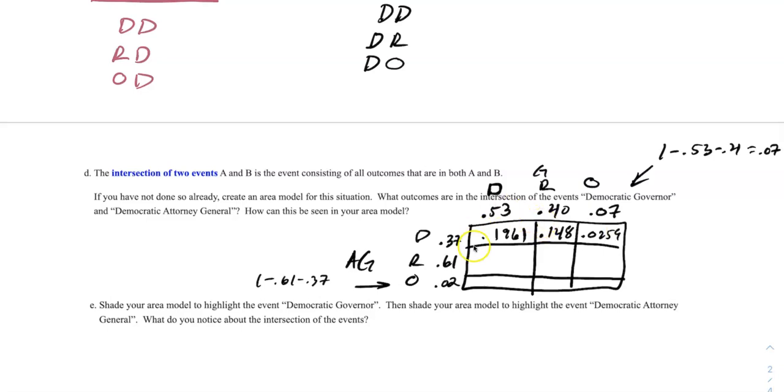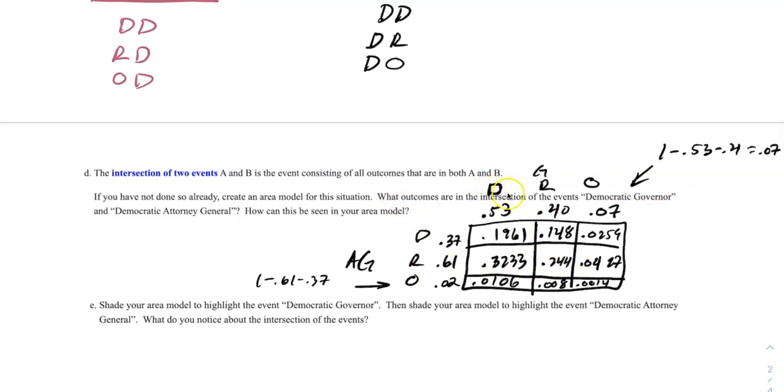Let's go down the list, right? Democrat times Republican, 0.3233. Republican times Republican, 0.244. Just putting it in my calculator. Other times Republican, 0.0427. And then Democrat times other would give me 0.0106. Republican times other, 0.008. And then other times other, super small chance, 0.0014. Okay, so there's my area model situation.